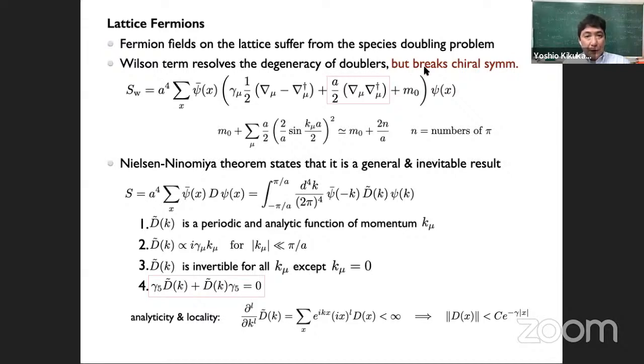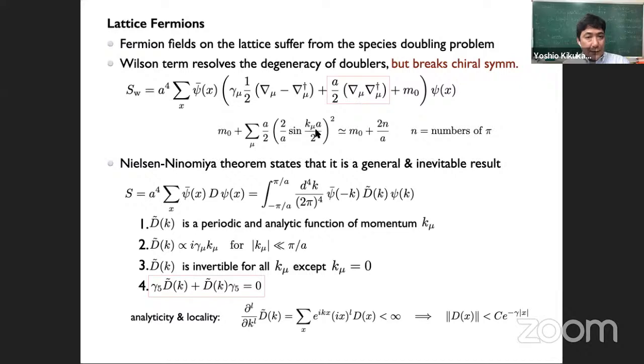But this procedure breaks chiral symmetry. And the Wilson term is defined by this second derivative term, like this. And here, mu, we assume the Einstein sum convention. So we omit the symbol for the sum over the mu index. Okay, and here too, and here. So this is nothing but the lattice Laplacian, and it gives rise to the mass for the higher momentum mode.